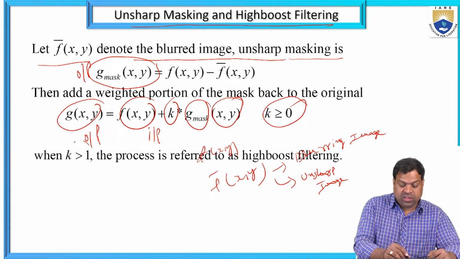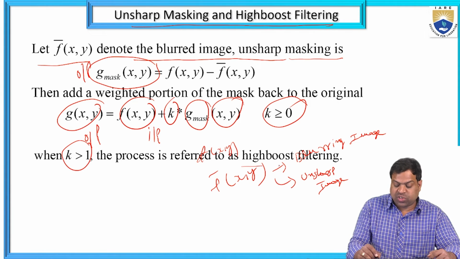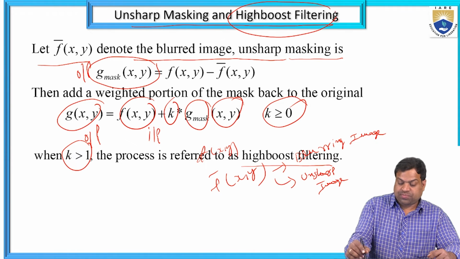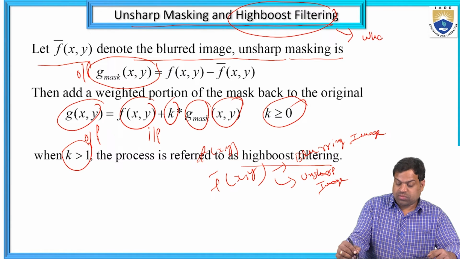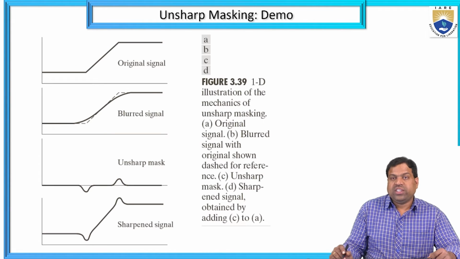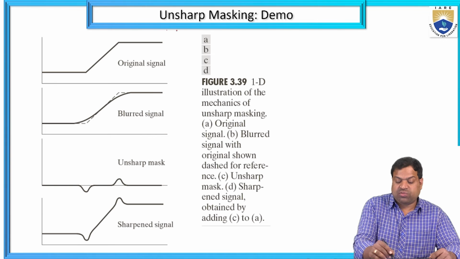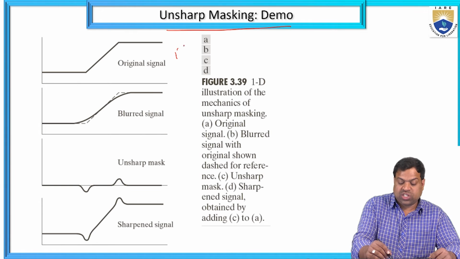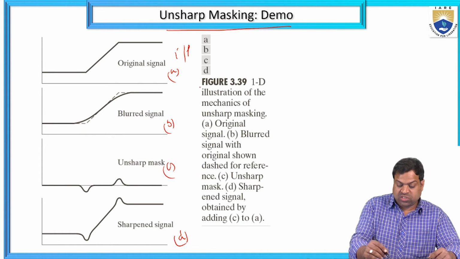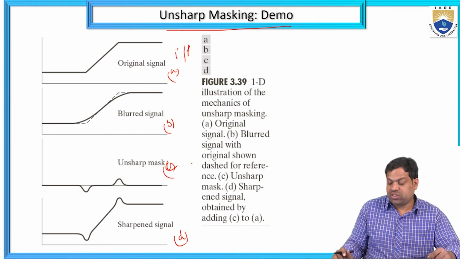So when k is greater than 0, the process is referred to as high boost filtering. Here is another example, unsharp masking. It shows the original image, the blurred image, the unsharp mask, and the sharpened image. So: input image, blurred signal, unsharp mask, and sharpened signal.